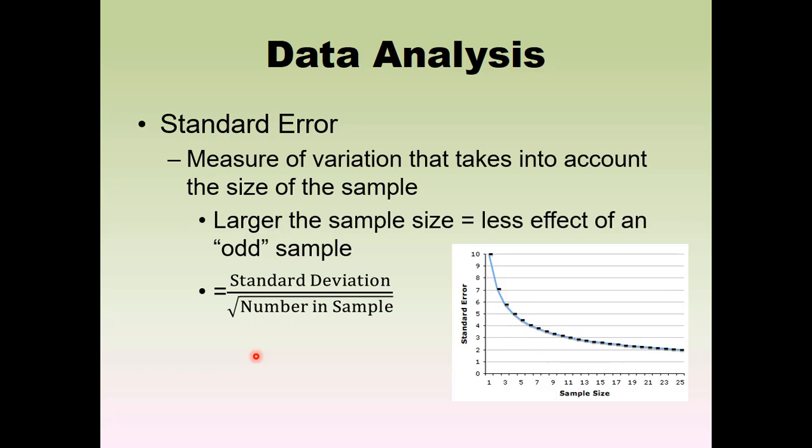So what we do here, and I'm not going to have you calculating this by hand, but just to be aware of this, you take the standard deviation and we divide it by the square root of the number in the sample. So as sample size goes up, the standard error will decrease. Many graphs will actually show the standard error by using what are called standard error bars.